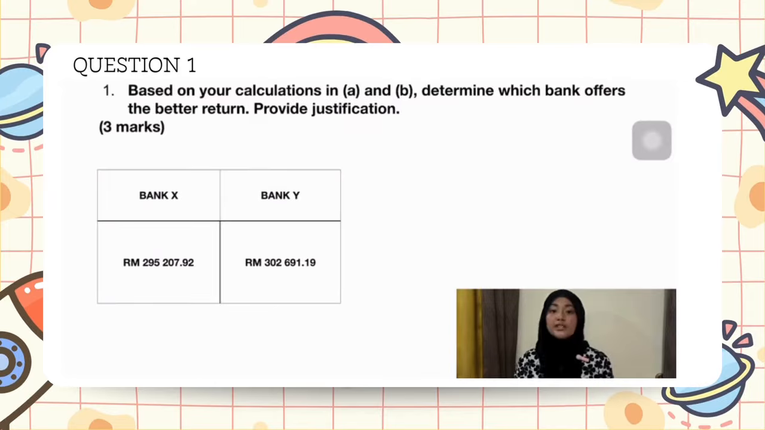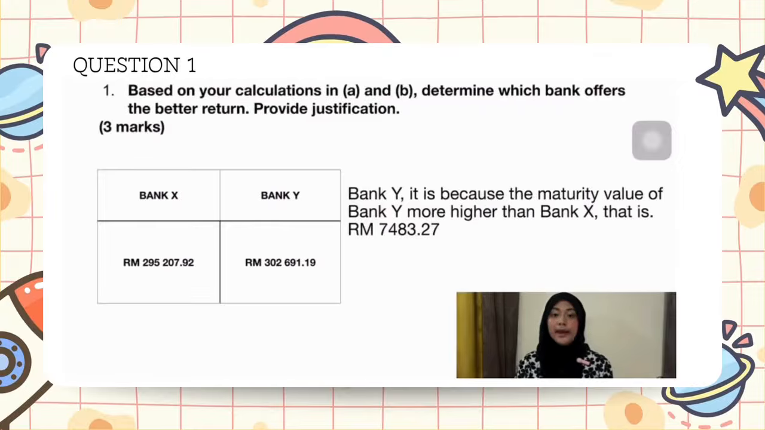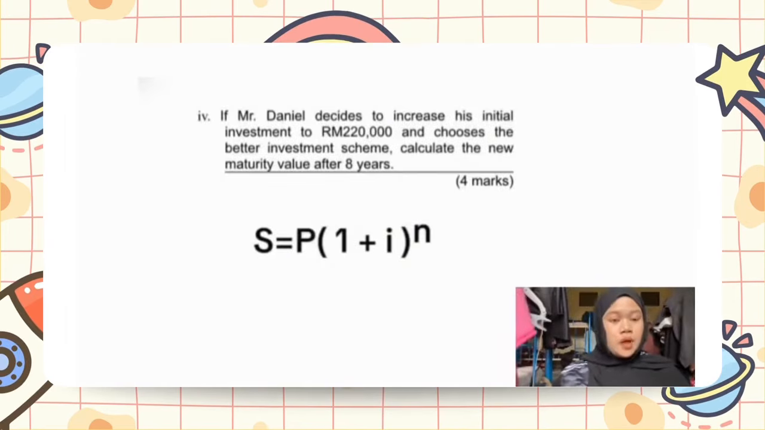So our third question, based on your calculation in A and B, determine which bank offered the better return. Provide justification. Based on the table, Bank X equals 295,207.62, while Bank Y equals 302,691.90. Answer is Bank Y. It is because the maturity value of Bank Y is higher than Bank X. That is a difference of 7,483 ringgit 27 cents.